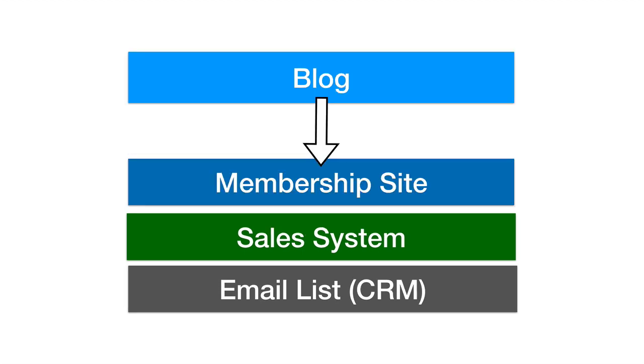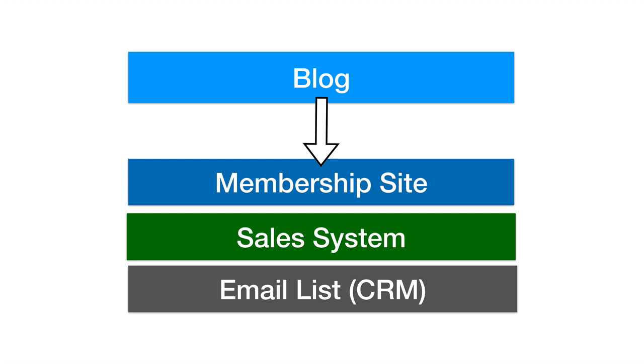Now, in some setups, the blog and the membership site are two different components. This is the way that mine works, actually, where the blog is a public-facing site, and it's only public content, and then it refers people over to the membership site. So the membership site is a separate WordPress installation. It's where all the protected content goes and all the various plumbing that goes along with protecting that content. And then, of course, you've got the sales system, which helps control access to that, and the email list, or CRM.